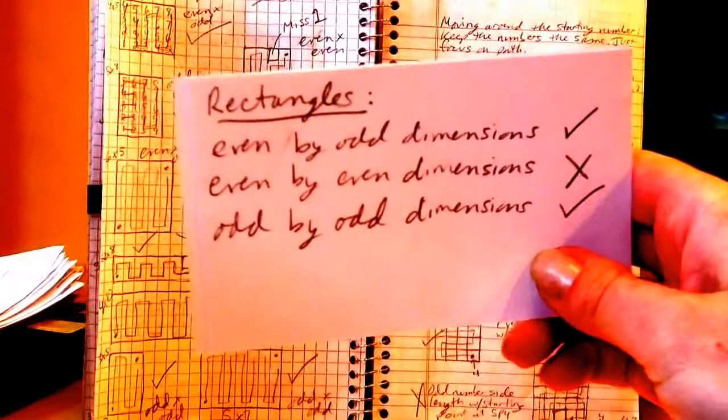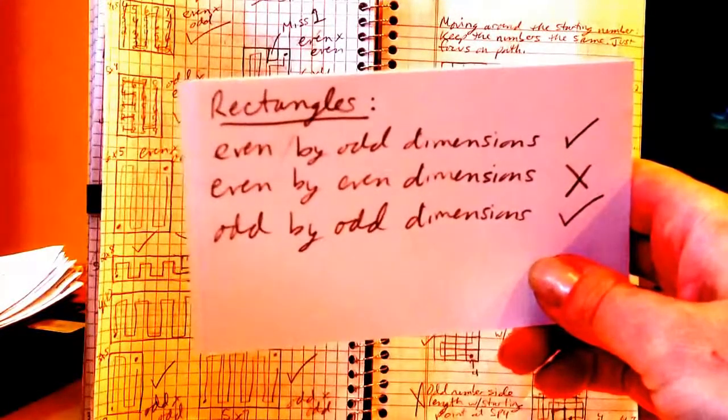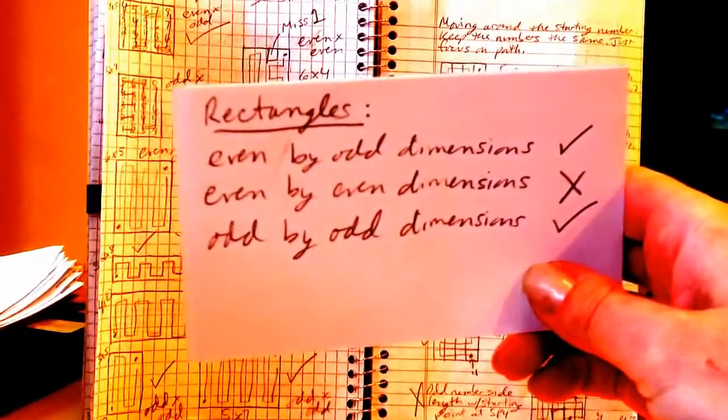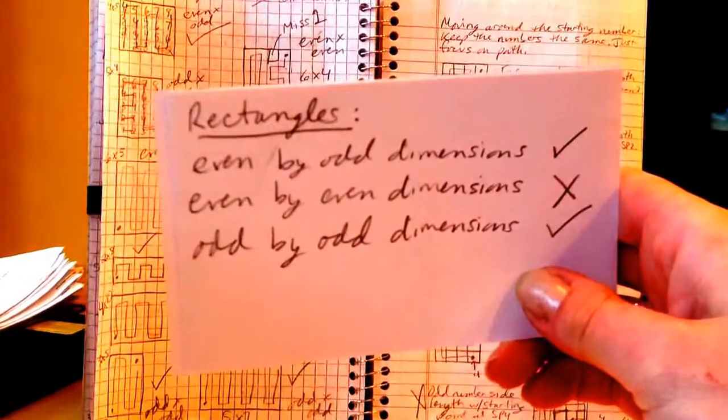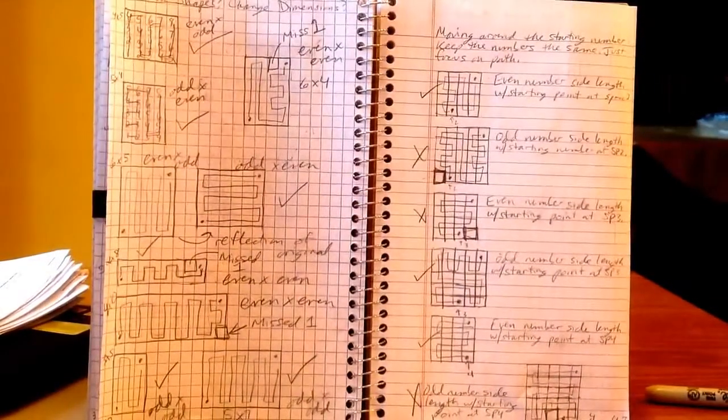So with the rectangles, it looks like an even by odd dimension worked, also odd by even. An even by even did not work, meaning it could not get from start to finish by hitting every block. You had to skip one. And then an odd by odd dimension did also work.